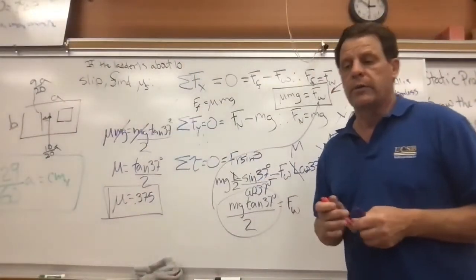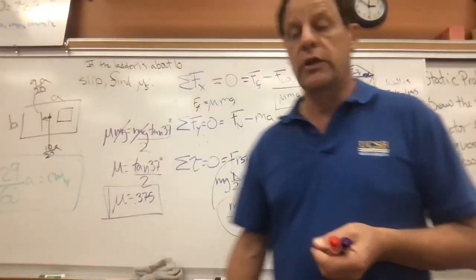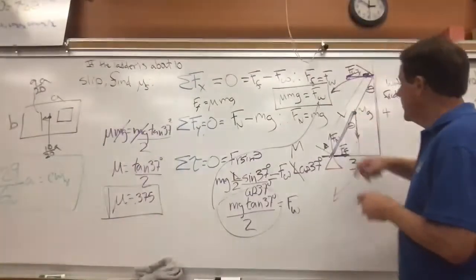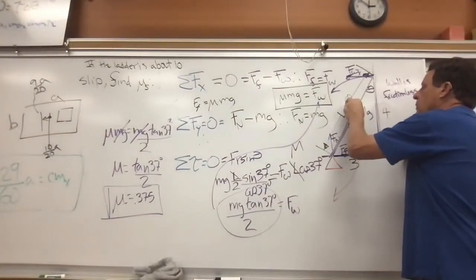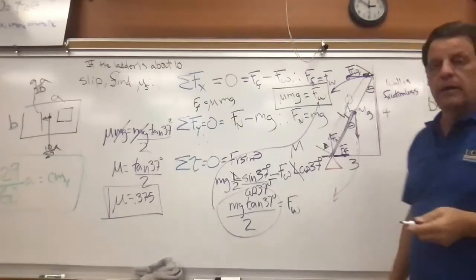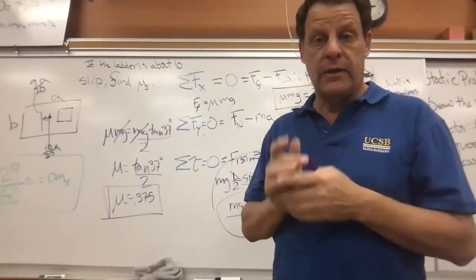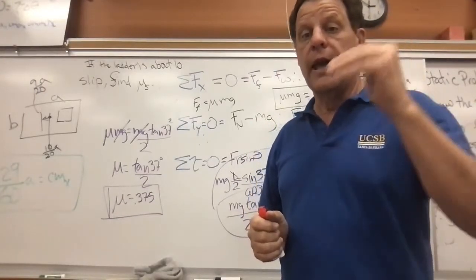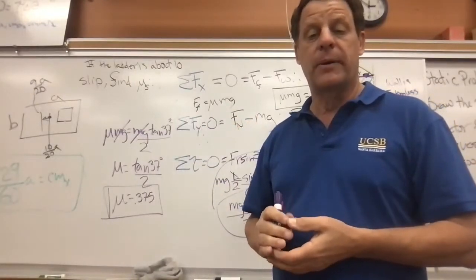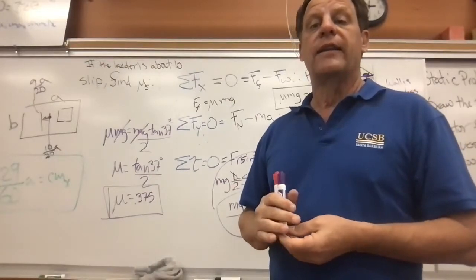Okay, so for problem number 11, this is the slightly simpler version of that. We're going to have a firefighter climbing up the ladder, and that's going to add another force, and it's going to add another torque. But using this as a base model, you should be able to work your way through problem number 11.